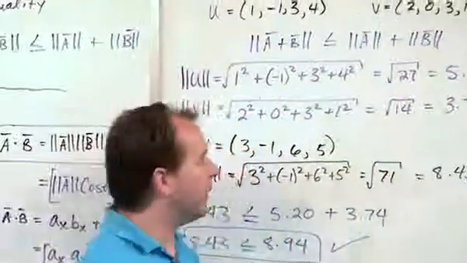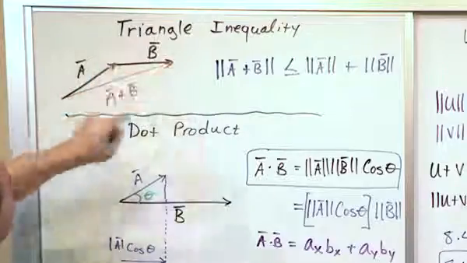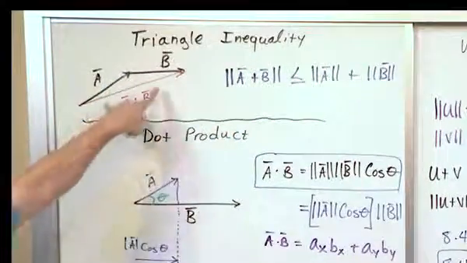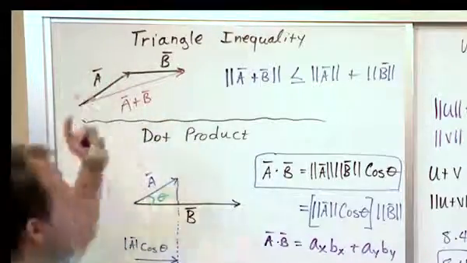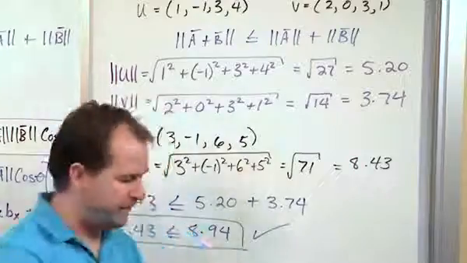That's what the triangle inequality is saying. When you add vectors together, when you add their magnitudes, you're always going to get a number on the right-hand side bigger than or maybe equal to the magnitude of the vector sum. This is the graphical way of understanding it. This is the numerical way of proving that it's true. So you may be asked to do that.